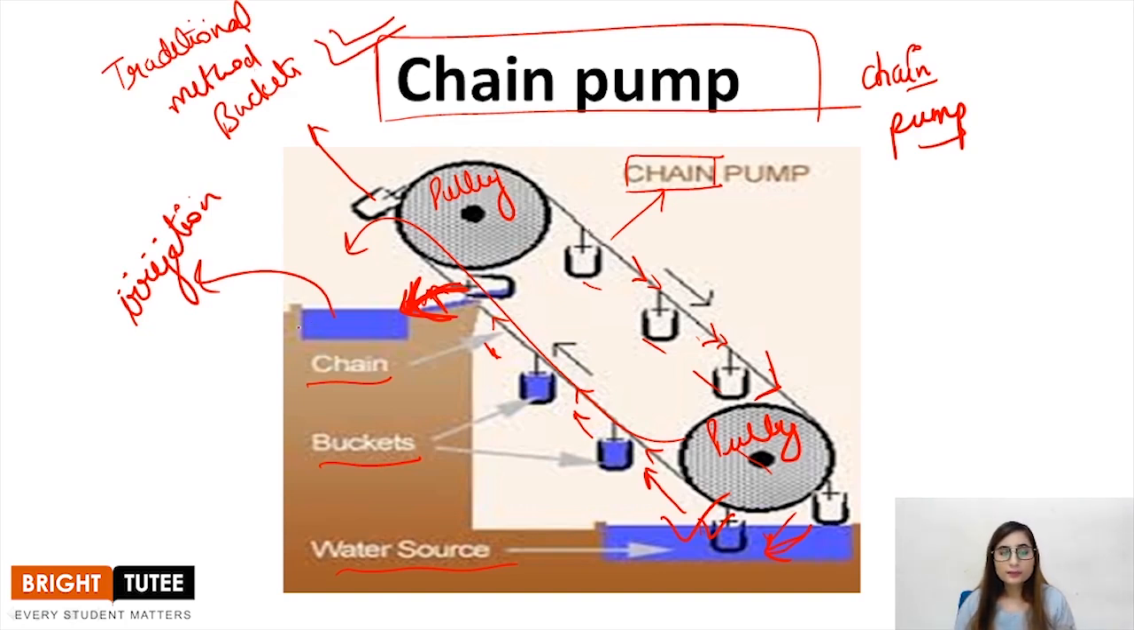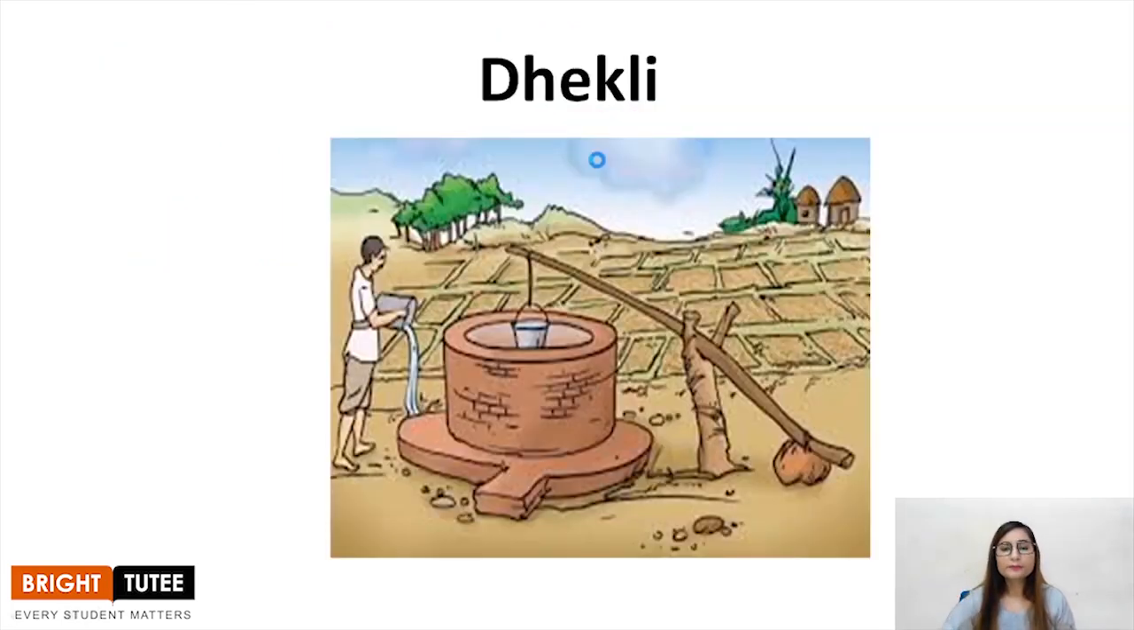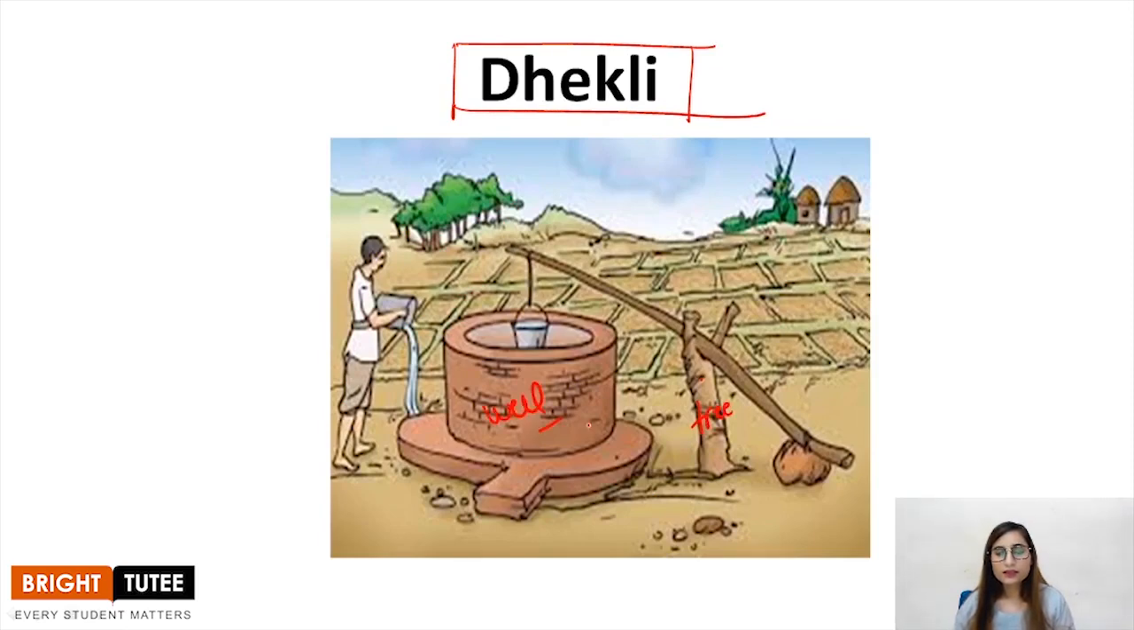Here basically the water is being sent to the field, right? Now coming to the third system, that is dhekli. What is a dhekli? As you can see here, this is a cut out tree. This is a well, right? And this is a wooden log.